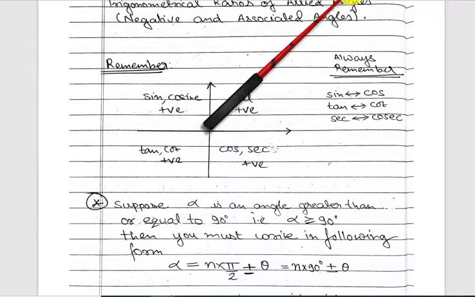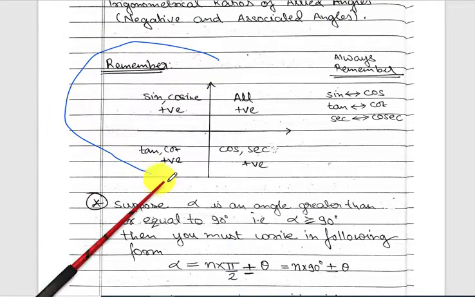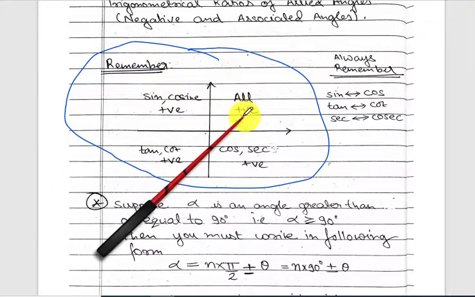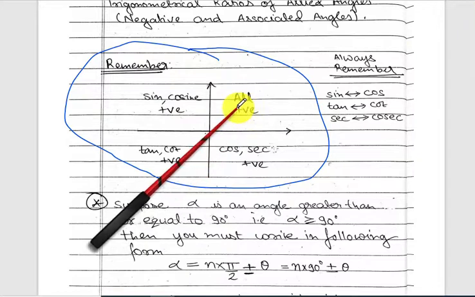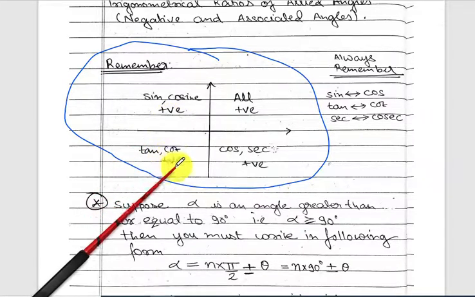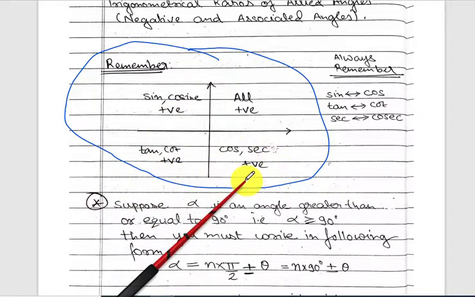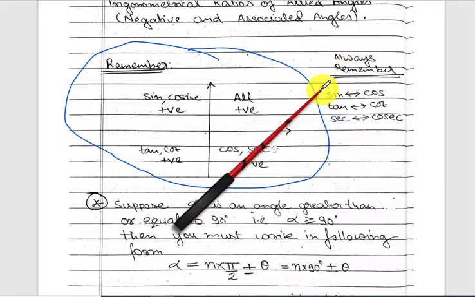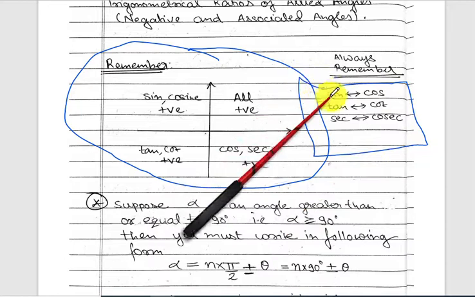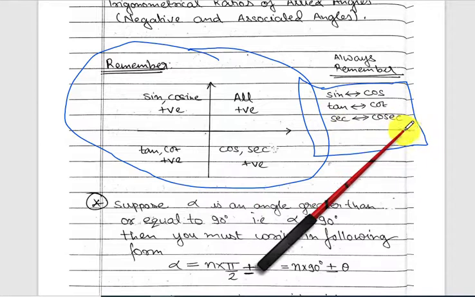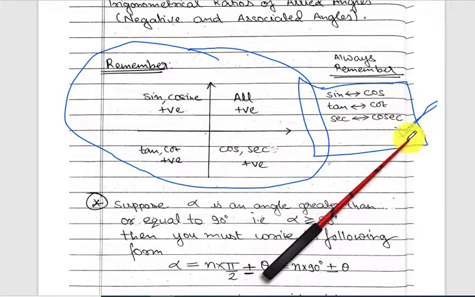So this we had seen in the previous chapter, that all trigonometric functions are positive in the first quadrant, and sine and cosec are positive in the second, tan and cot are positive in the third, cos and sec are positive in the fourth. And you should always remember that sine changes to cos, tan changes to cot, sec changes to cosec. In fact, this was taught in class 9.